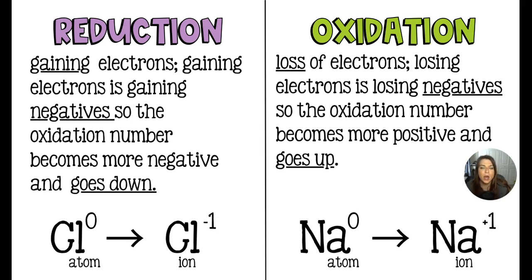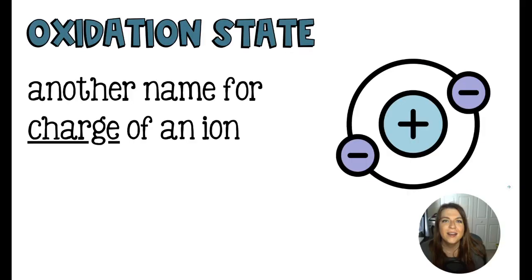Oxidation is the opposite. Oxidation is the loss of electrons. So when you lose electrons, you're actually losing negatives, so your charge or oxidation number is going to go up. They thought originally it was related to oxygen and found out it wasn't, but they had already come up with the term oxidation, so they just kept it. So we have sodium the atom becoming sodium the ion. The charge goes up because it has lost electrons, and that is oxidation. The oxidation state effectively is charge in chemistry.